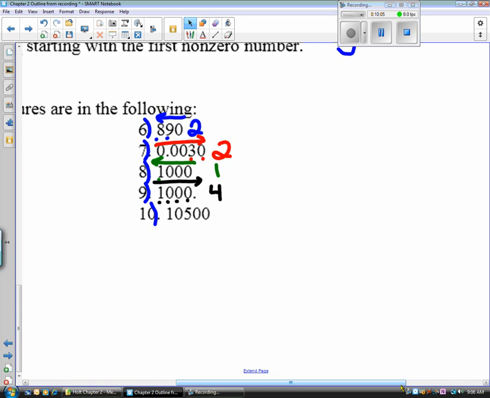All right, for number 10, we're going to go from right to left, start counting with the first non-zero. 1, 2, 3, 4. Oh, I went the wrong way, sorry. There is not a decimal. I read that wrong. No decimal, so we go 1, 2, 3 significant figures. Those zeros are not significant, they're rounded at the end.